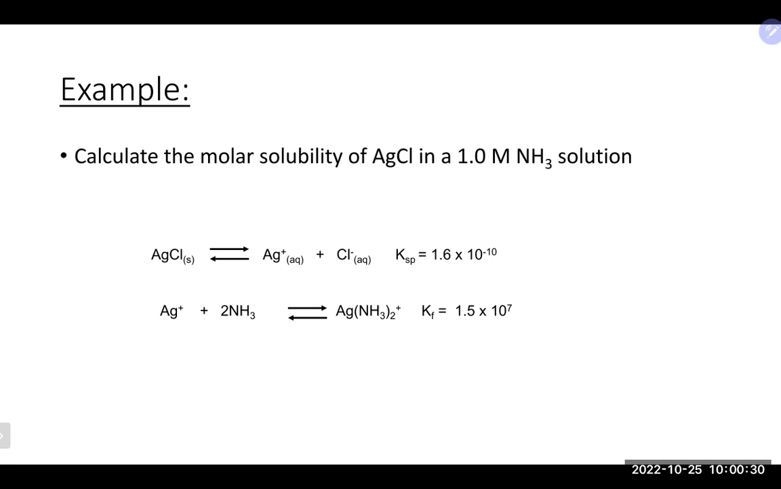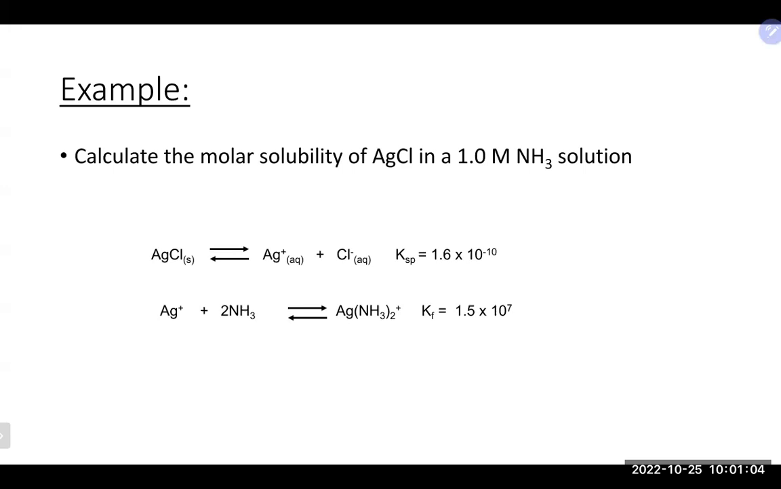Got one more to look at in this chapter, and we're going to look at it together and talk about this type of problem. We've talked about complex ions and KFs in the last couple of problems. Earlier, we talked about solubility and KSP. So this one mixes the two together. In this particular problem, we're looking to calculate the molar solubility of silver chloride in 1 molar ammonia.